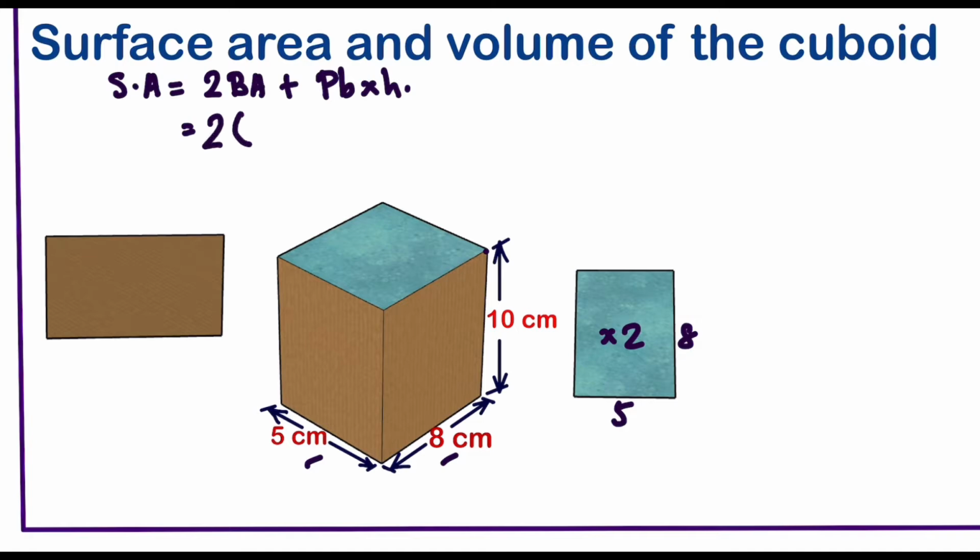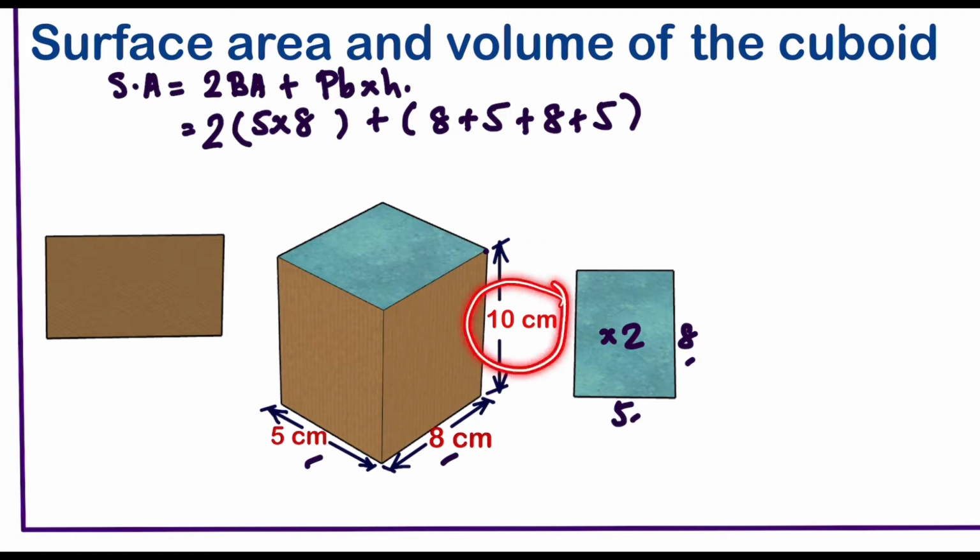So we are going to have 2 bracket the area of this base, because we have times 2, right? The area of this base, 5 times 8, plus the perimeter of the base. The perimeter of the base, the total distance around, so we are going to have 8 plus 5 plus 8 plus 5, close, times the height. The height of this cuboid is 10, times 10.